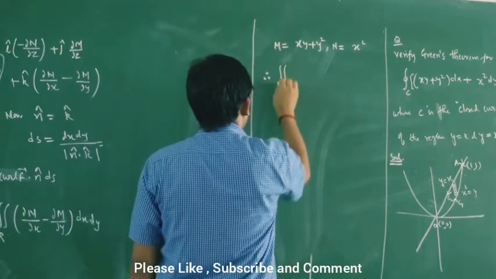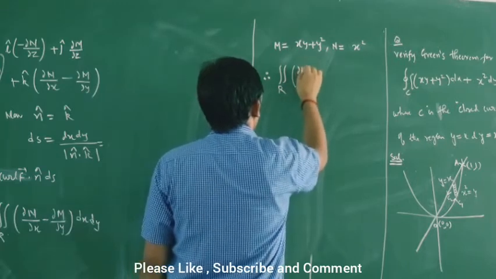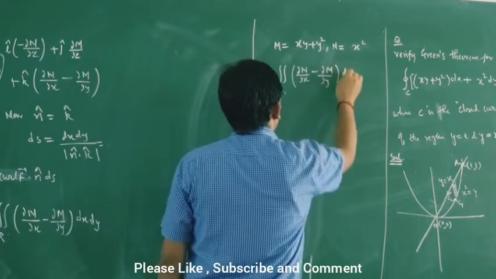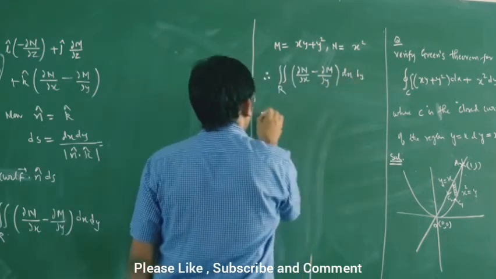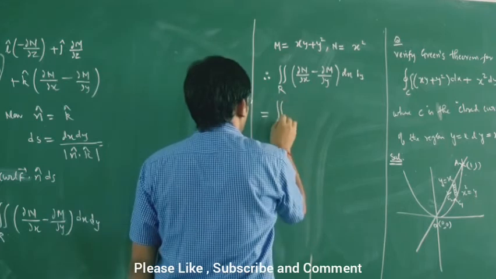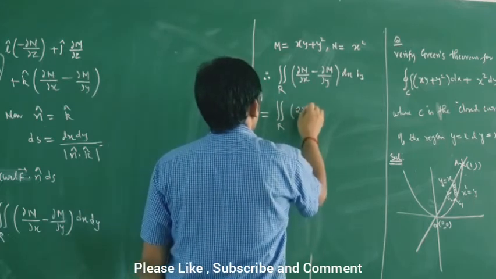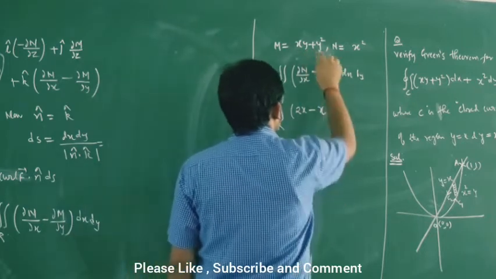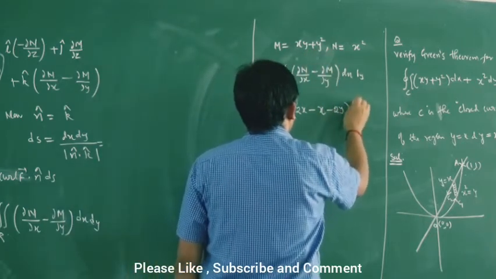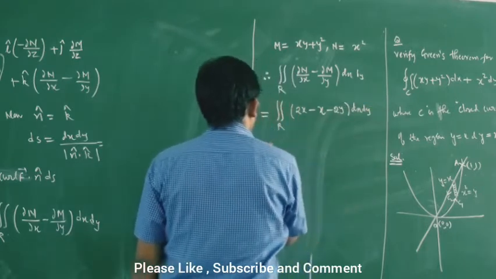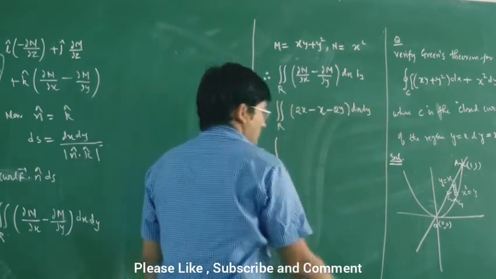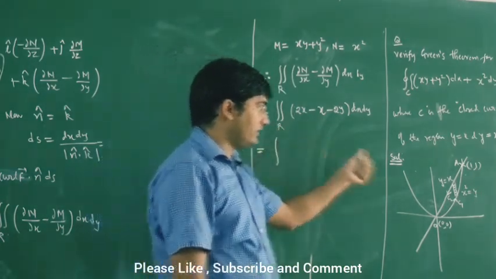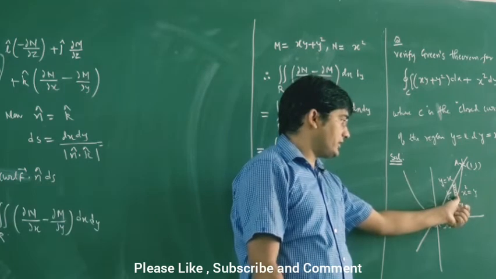Therefore, your double integral over R of del N upon del x minus del M upon del y dx dy is equal to, now your del N upon del x will be 2x, your del M upon del y will be, now this will be your x plus 2y, so we have x minus 2y into dx into dy. Now we have to solve this double integral, and for that let us take the vertical strip.